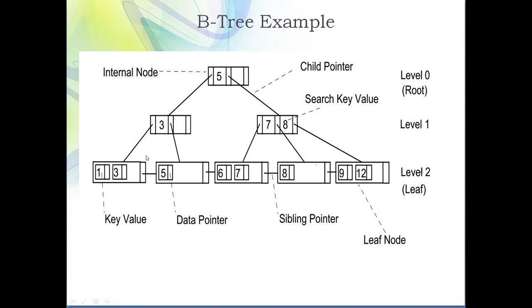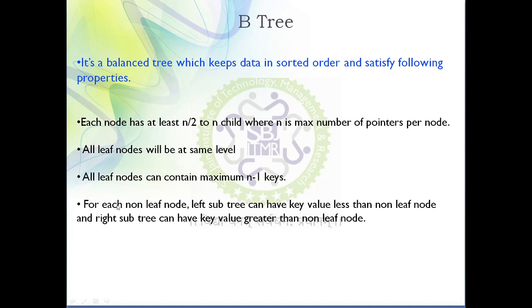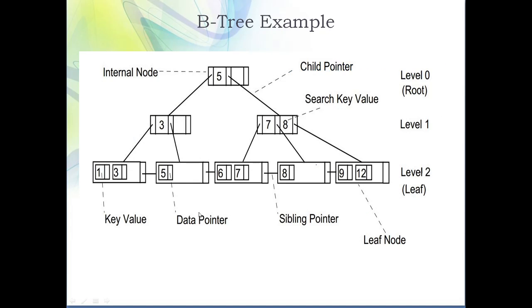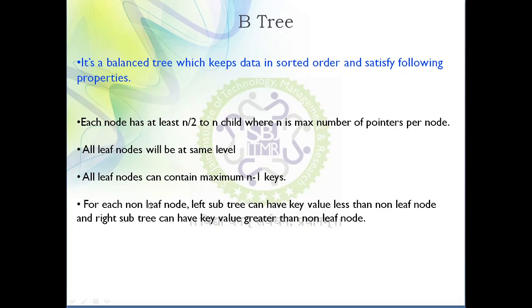N minus 1 keys. So it may be a leaf node or any other node, but we are specifically talking about leaf nodes. In case of a leaf node, suppose this is a leaf node, it can have n minus 1 number of keys. And the last property of a B-tree is what? For each non-leaf node, the left subtree can have key values less than the non-leaf node, and the right subtree can have values greater than the non-leaf node. So we are talking about this for a non-leaf node.